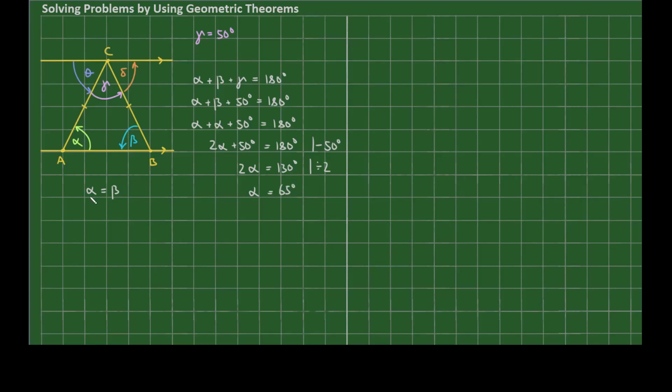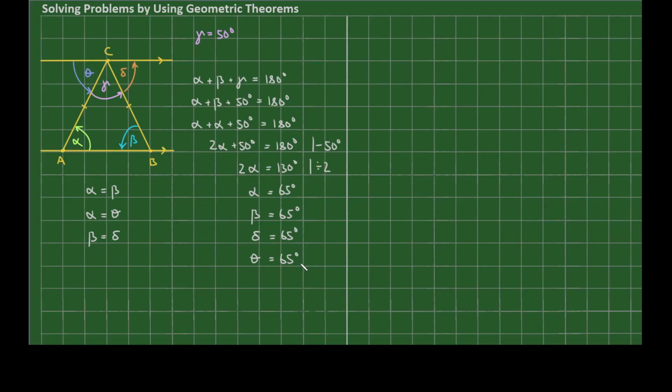Seeing how alpha and beta are congruent, I can now also say that beta equals 65 degrees. What about angles theta and delta? Angles alpha and theta are alternate interior angles, which means they are congruent. In a similar fashion, angles beta and delta are also alternate interior and they are congruent as well. And so I could say that angle delta is 65 degrees, and the same is true for angle theta.